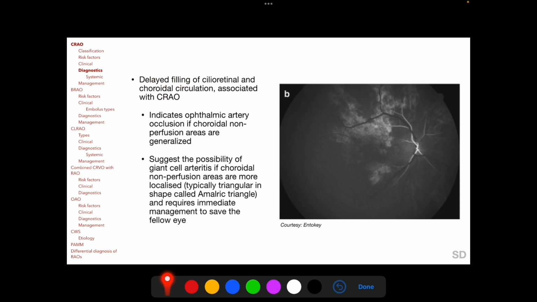Delayed filling of choroidal circulation as seen here in this angiogram, and delayed filling of the cilioretinal circulation associated with a CRAO indicates ophthalmic artery occlusion if the choroidal non-perfusion areas are generalized, or suggests the possibility of giant cell arteritis if the choroidal non-perfusion areas are more localized, and if giant cell arteritis is suspected, it requires immediate treatment to save the vision of the fellow eye.